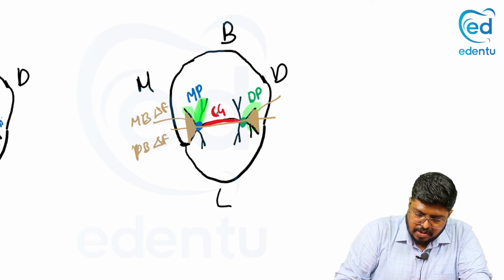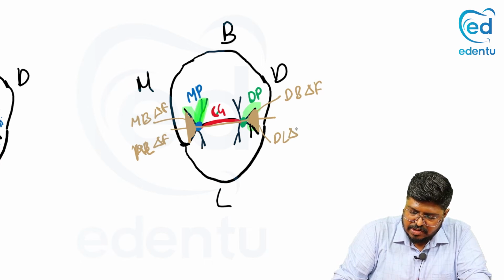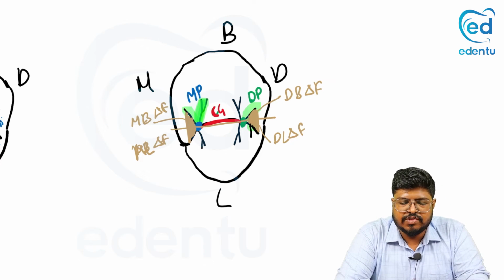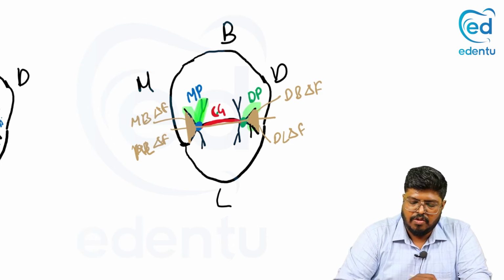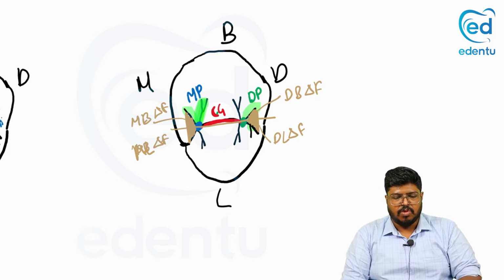This is the mesiolingual triangular fossa. This is the distobuccal triangular fossa and the distolingual triangular fossa. So now we can appreciate all the areas of the occlusal region of the mandibular first premolar.